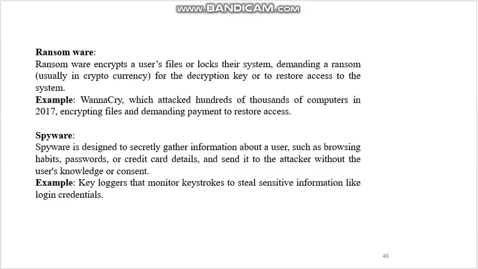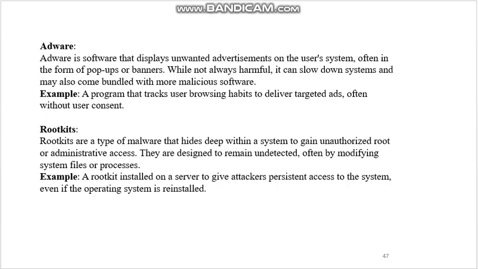Then the next is spyware. Spyware is designed to secretly gather information about the user, such as browsing habits, passwords or credit card details, and send it to the attacker without the user's knowledge or consent. The next is adware. Adware is software that displays unwanted advertisements on your system, often in the form of pop-ups or banners. While not always harmful, it can slow down your system and may be bundled with more malicious software.